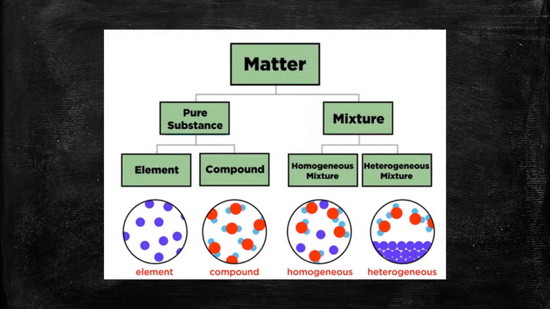On the screen you can see one flow diagram. We only have to see the left side, that is pure substances. Under that we have elements and compounds. Now here we have to understand what elements and compounds are. An element is a substance that is made entirely from one type of atom, whereas compounds are chemical substances made up of two or more elements that are chemically bound together.